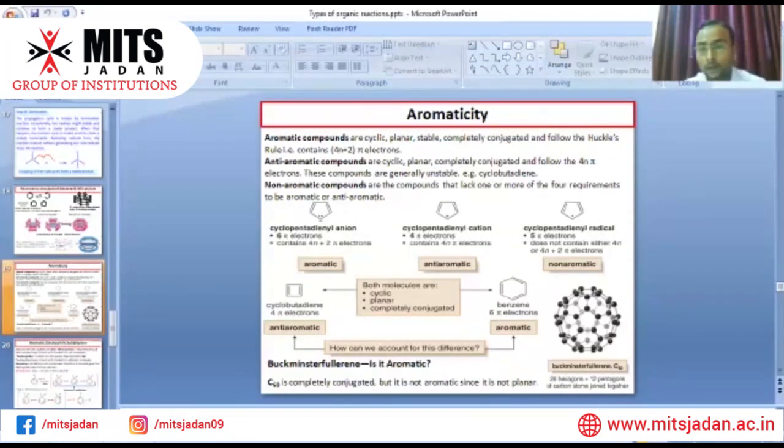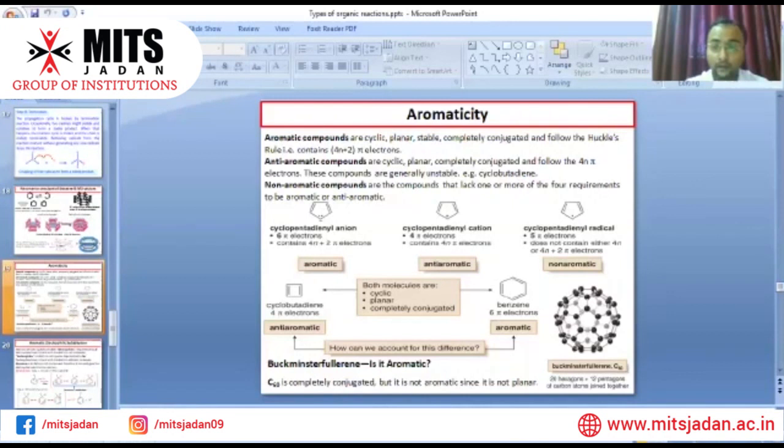So what about fullerene? Is fullerene an aromatic, non-aromatic, or anti-aromatic compound? In the structure of fullerene, that is the carbon 60 molecule, there are 20 hexagons and 12 pentagons joined together. C60 is a completely conjugated molecule, but this compound is non-aromatic because it is non-planar. We know that there are 4 conditions for aromaticity, and it lacks one of the conditions. So this compound is non-aromatic.